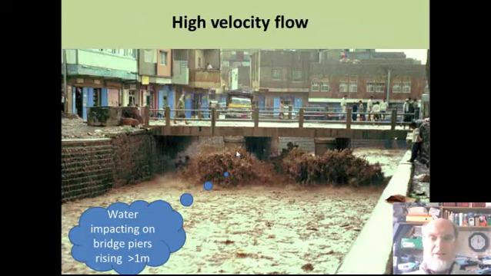This photograph illustrates what can happen when a high velocity flow hits an obstruction. And what we're seeing is the water can rise here, a big splash, rising up about a metre in this case, simply as that flow energy is getting converted into energy where the water rises.